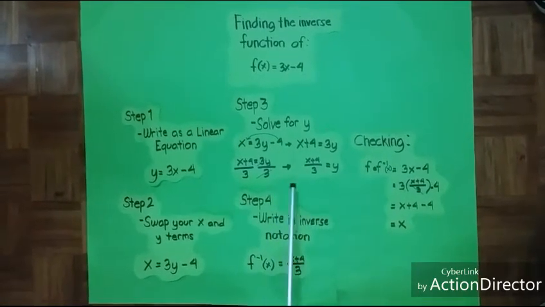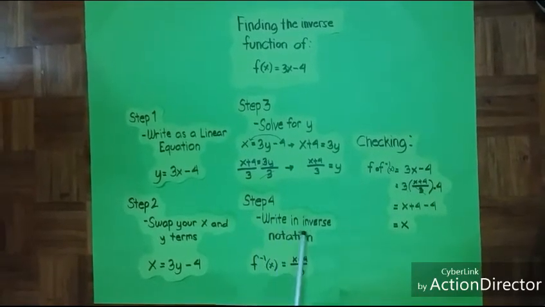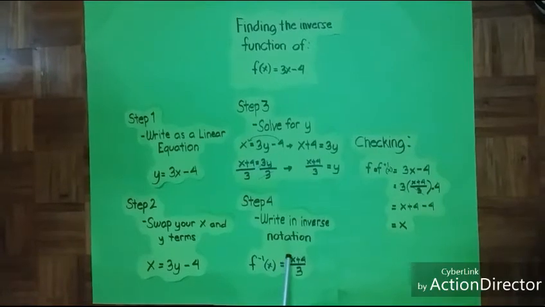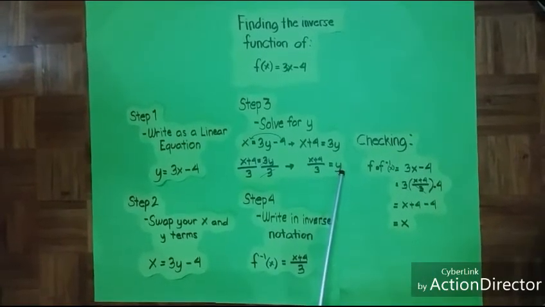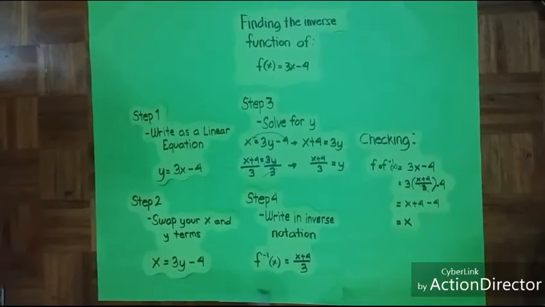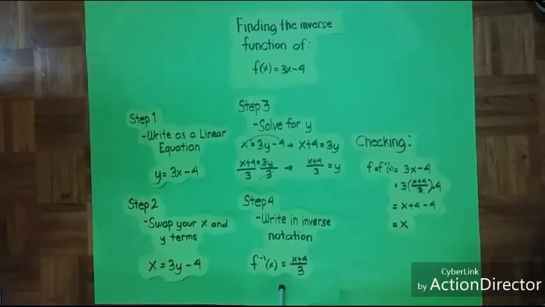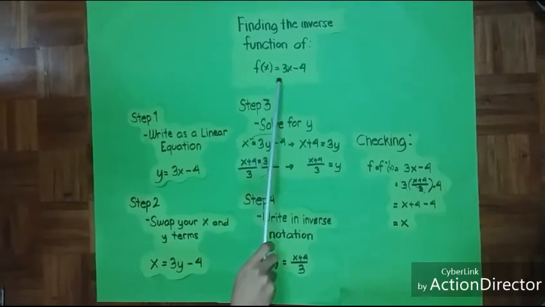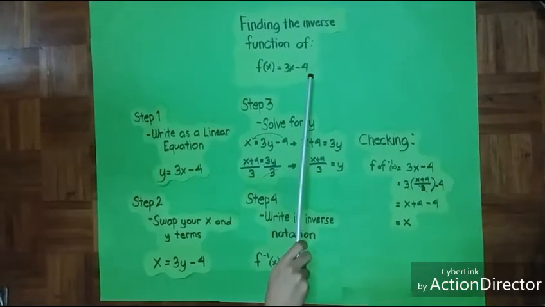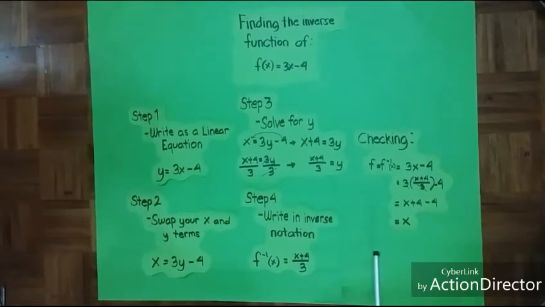So to finalize it, let's follow step number 4, which is to write in inverse notation. So instead of writing y, we substitute it by f inverse of x. Now, ladies and gentlemen, this is the inverse of the given function f of x is equal to 3x minus 4. To make sure that our answer is correct, let's try checking it.